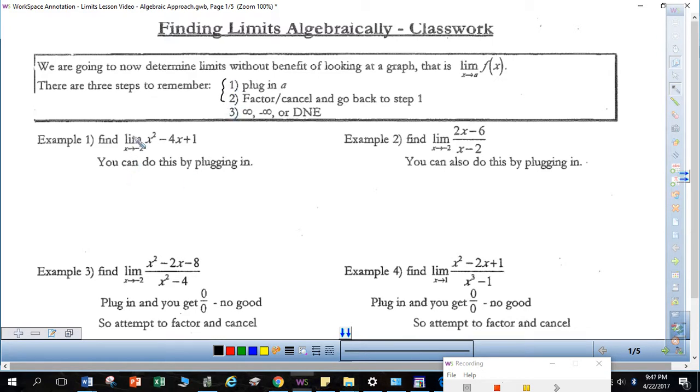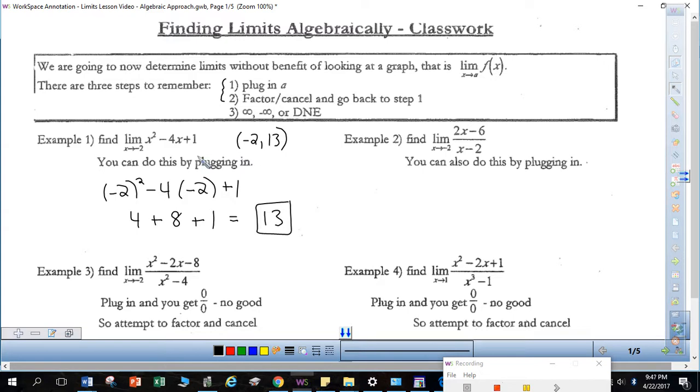Alright, so example 1. Suppose we want to find the limit as x approaches negative 2 of this function. It looks like a polynomial. We can do this by simply plugging in negative 2. And when we simplify, we get 13. So our limit is equal to 13. On our graph at x equals negative 2, the y value would be 13. This is a point that would be on the graph of that function.